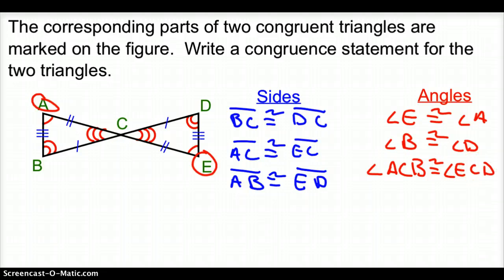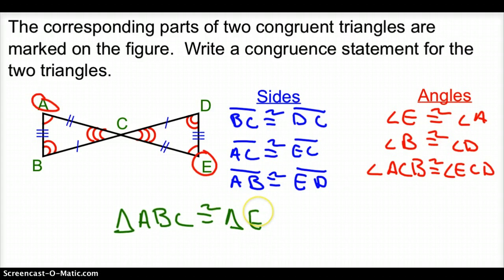And now how we write the congruent statement for this triangle, I say that triangle ABC is congruent to triangle EDC. And notice in what places I put the letters: angle A is congruent with angle E, angle B is congruent with angle D. Notice how they correspond with each other in what place of the triangle.